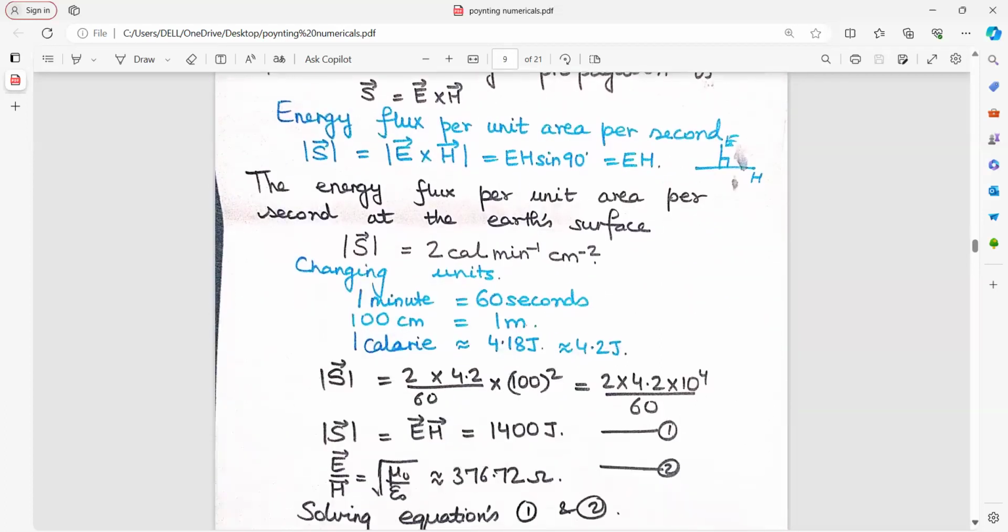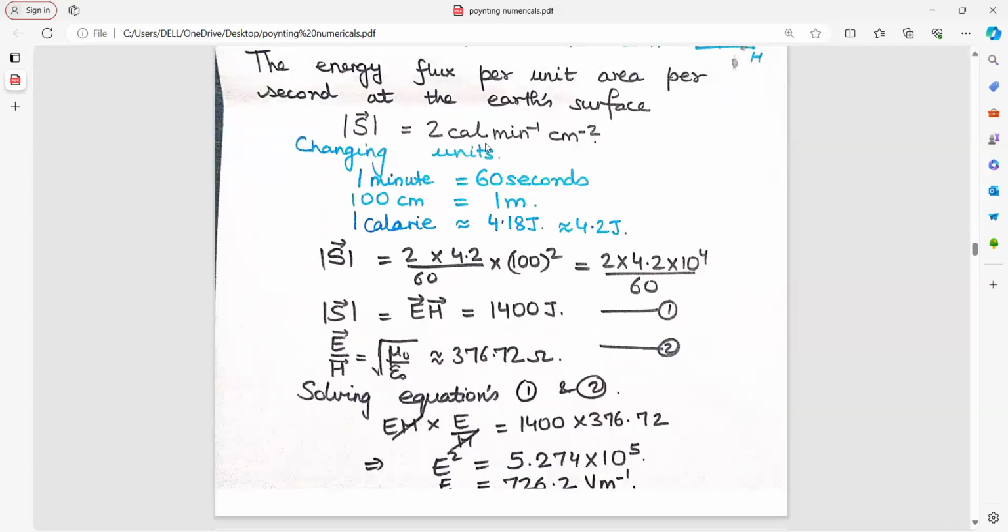Now have a closer look at S: 2 calorie per minute per centimeter square. Let us change the units. 1 minute is 60 seconds, 100 centimeter is 1 meter, and 1 calorie is approximately 4.2 joules. So calorie will be changed to joule, minute will be changed to seconds, and centimeter will be changed to meter. After changing all units, you normalize them.